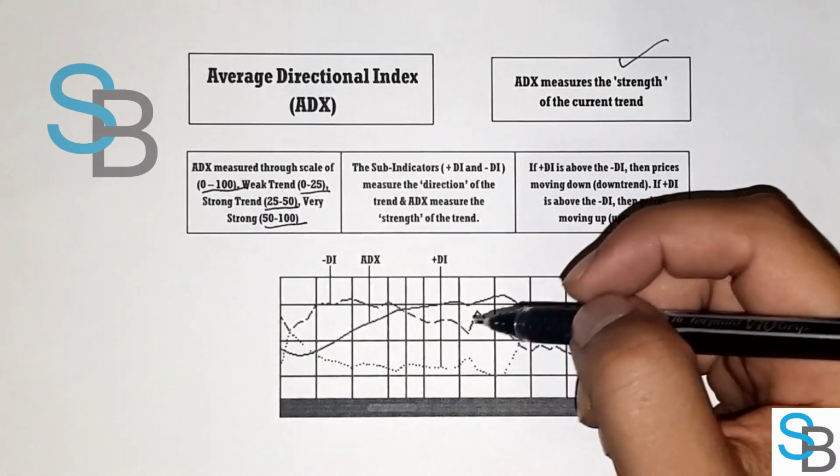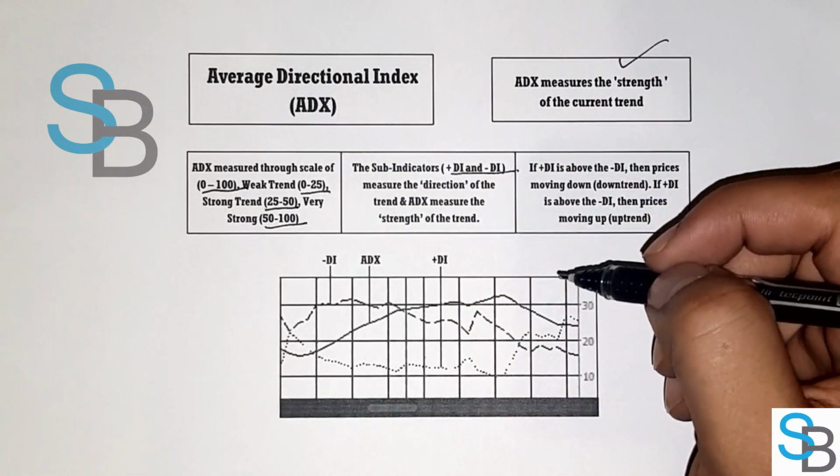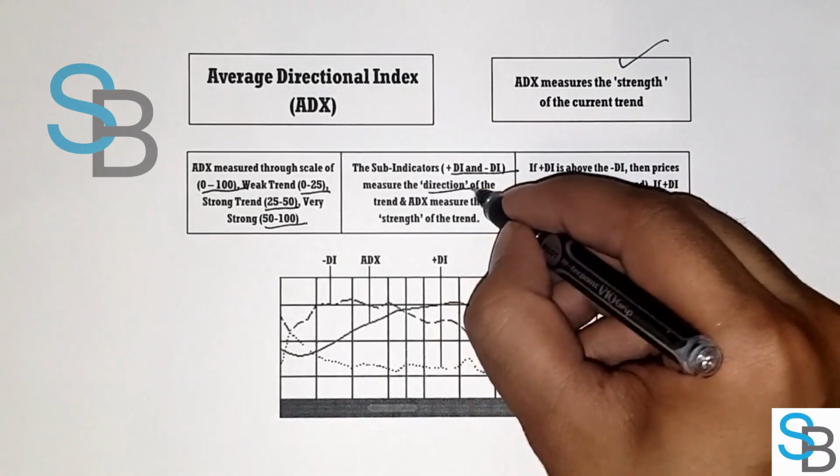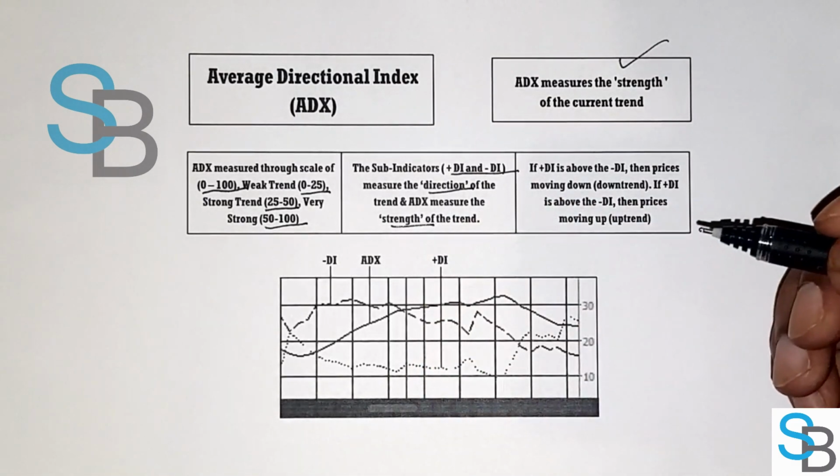A weak trend is from 0 to 25, a strong trend from 25 to 50, and a very strong trend from 50 to 100. The sub-indicators, positive DI and negative DI, measure the direction of the trend the same way ADX measures the strength of the trend.